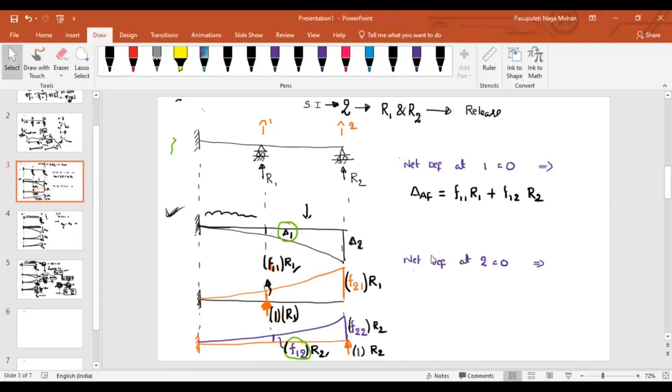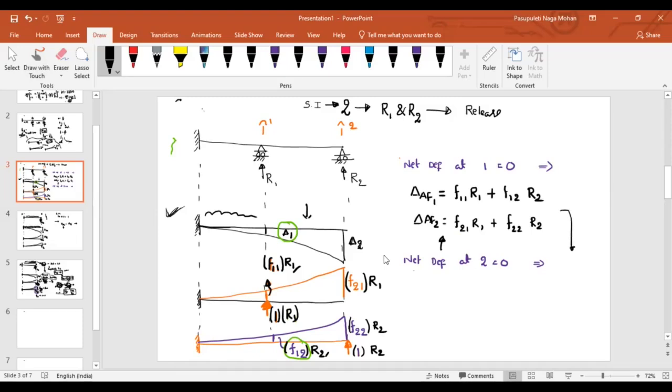Similarly, what about at 2? If I apply this equation, the deflection at applied force 1. Similarly, the deflection at applied force 2 will be equal to the deflection due to R1, F21 times R1, plus F22 times R2. I can write this in terms of a matrix, isn't it?